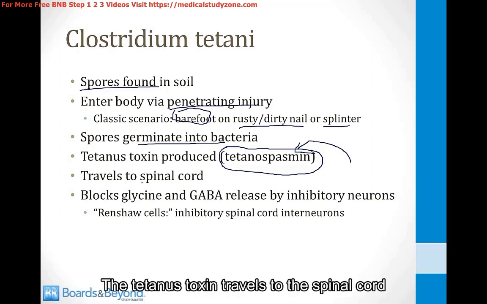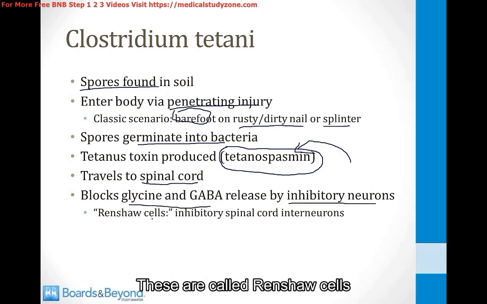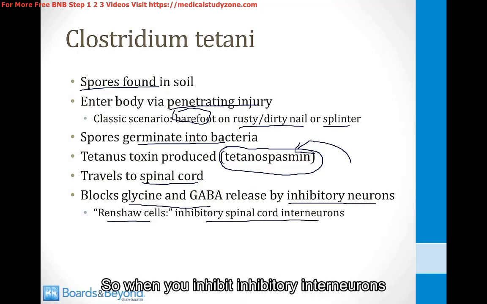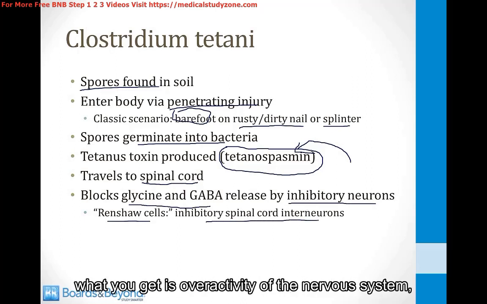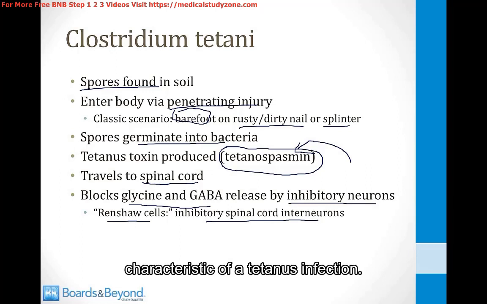The tetanus toxin travels to the spinal cord, and in the spinal cord it blocks the release of glycine and GABA by inhibitory neurons. These are called Renshaw cells, and they're inhibitory spinal cord interneurons. So when you inhibit inhibitory interneurons, what you get is overactivity of the nervous system, and that's what leads to the rigid paralysis characteristic of a tetanus infection.